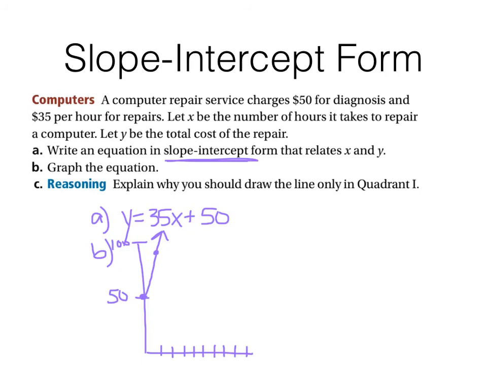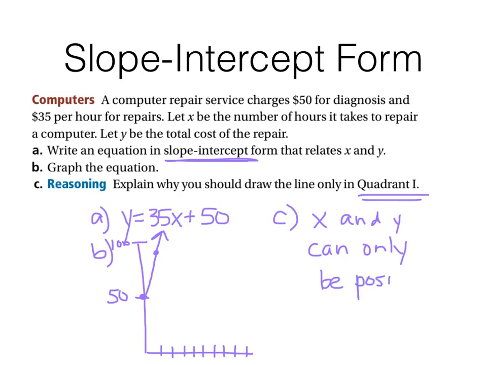Now, the third question here is, why is the line only in quadrant 1? Well, that should be pretty easy to answer. Any ideas? Well, x and y can only be positive because we're talking about real-world examples here of things that are quantified. Because your x and your y can only be positive, that puts you only in quadrant 1. You can't have a negative cost for the repair. They're not going to hand you money to repair your computer, and you're not going to have negative hours because time can't pass backwards.